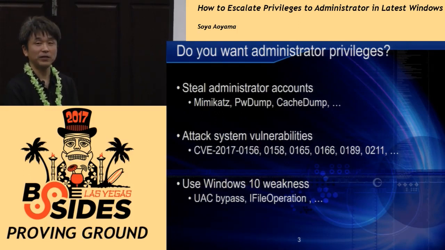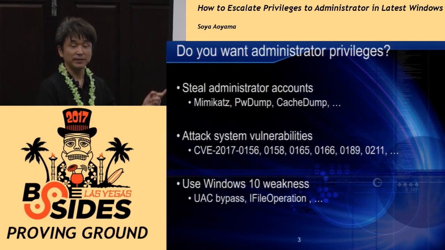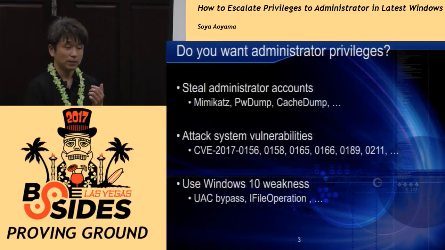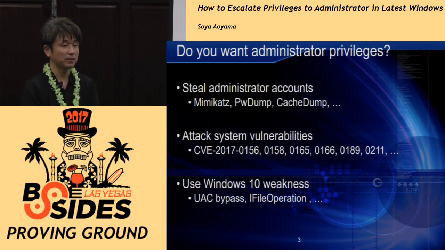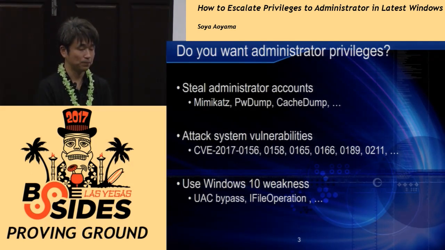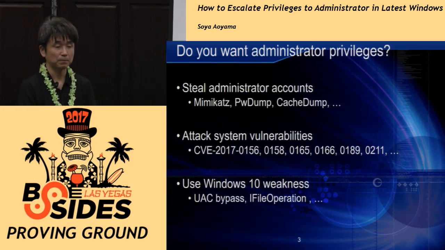I think that there are 3 typical methods to get administrator privileges. First, it's a method to steal administrator accounts. There are many tools: Mimikatz, pwdump, cachedump, and more. Next, it's a method to attack system vulnerabilities. Many CVEs is reported this year as well. Windows 10 is still vulnerable OS. Finally, it's a method to use Windows 10 weakness. Today's talk will focus here.